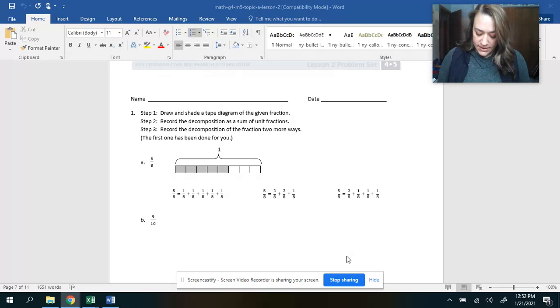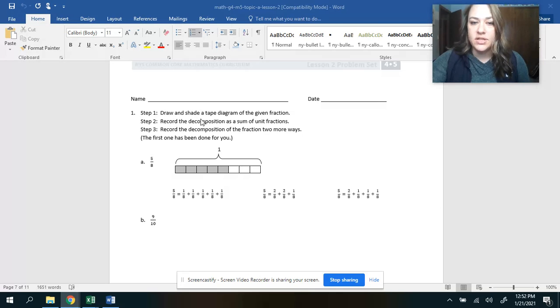Our objective for this lesson is I will be able to decompose fractions as a sum of unit fractions using tape diagrams. So very similar to what we did yesterday. Probably the only difference today is that we are going to decompose it different ways and understand that if we have 5/8 like this first example that we have, there's multiple different ways that we can decompose and show that 5/8.